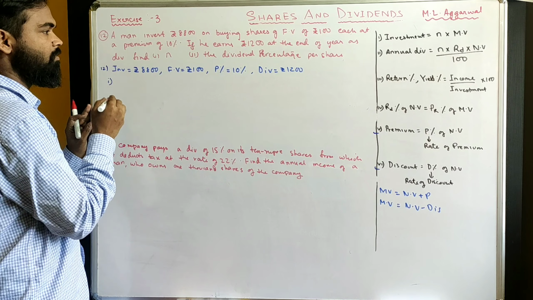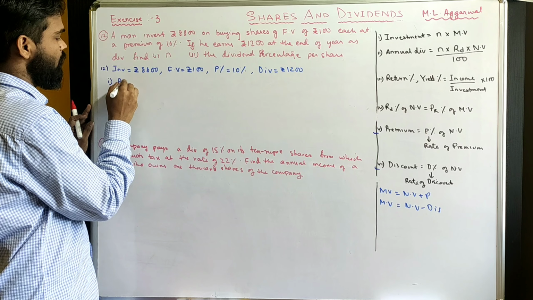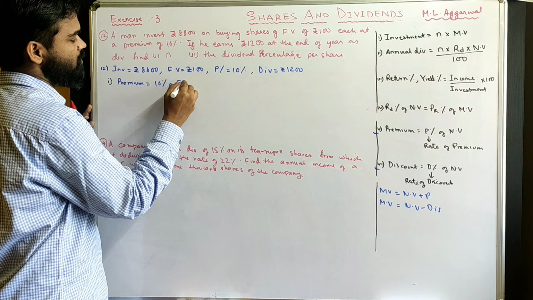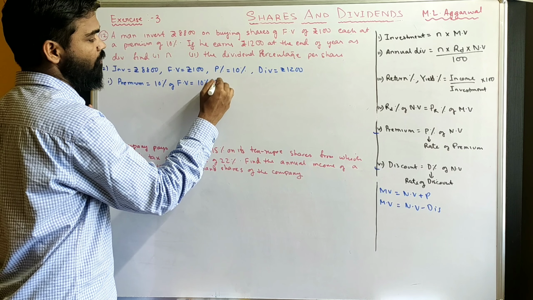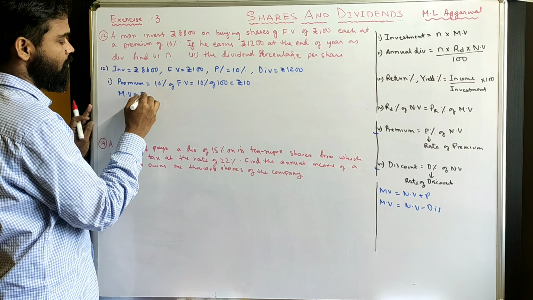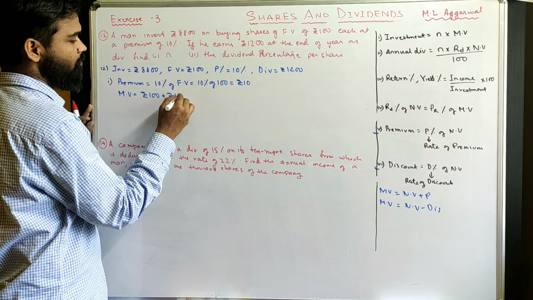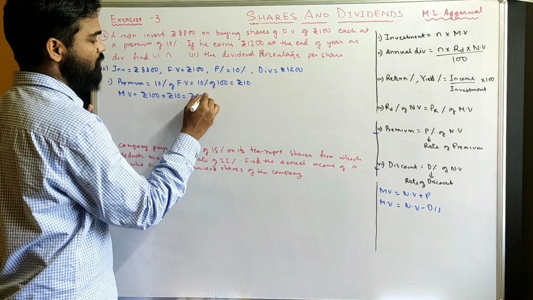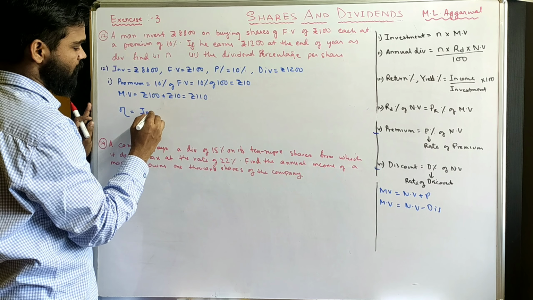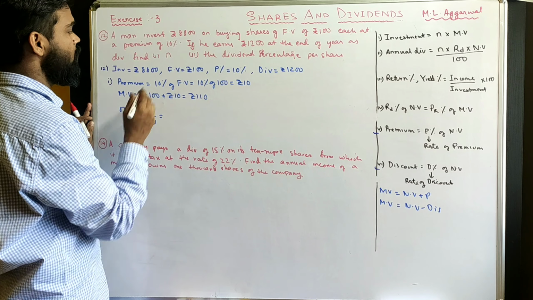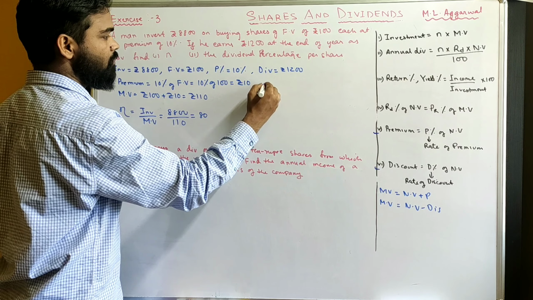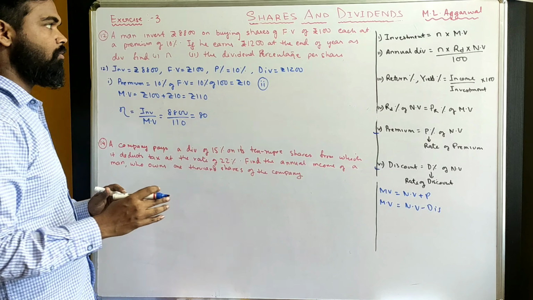Very easy. First thing, calculate the premium. So your premium will be P% of face value or nominal value. That's 10% of 100. That's rupees 10. So what will be my market value? Nominal value plus premium. That's rupees 110. Very easy. Now the number of shares will become investment by market value of each share. So the investment is 8800. So that's 80. Done.